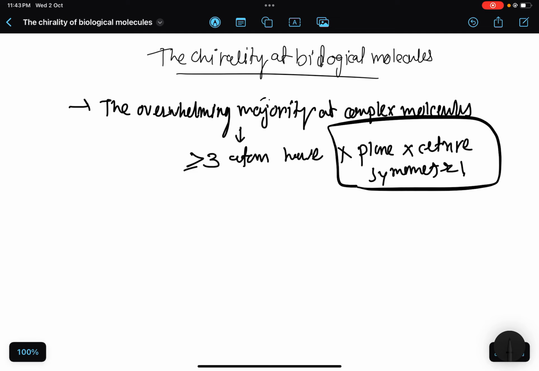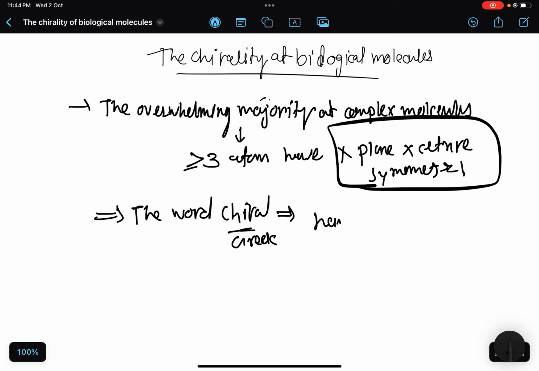The word chiral is a Greek word that means hand, just like left hand and right hand.